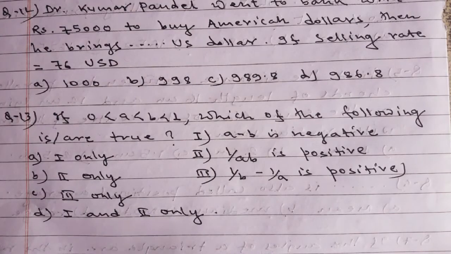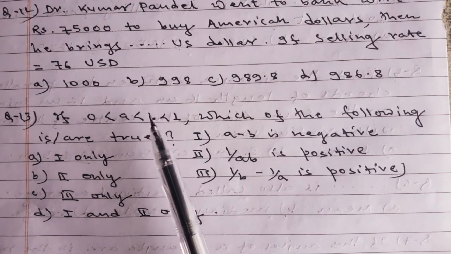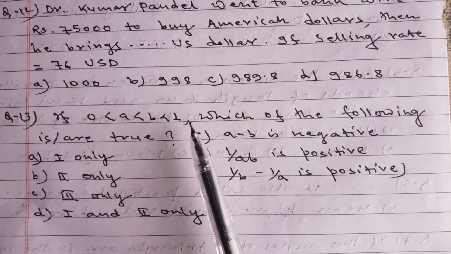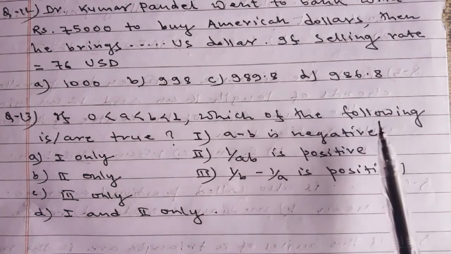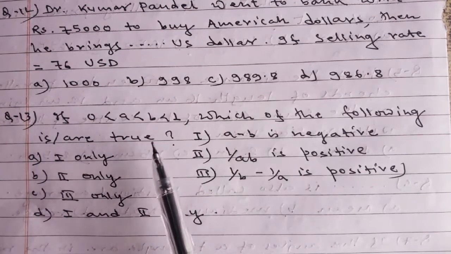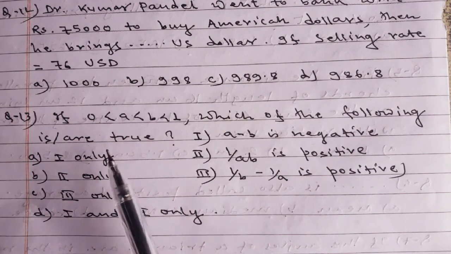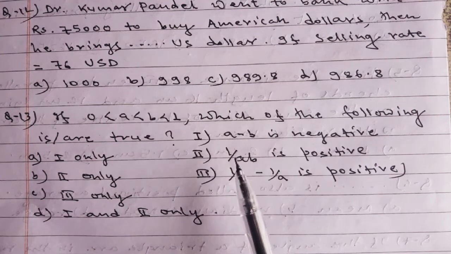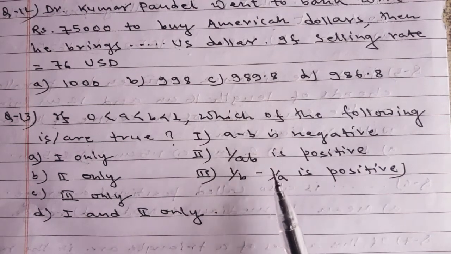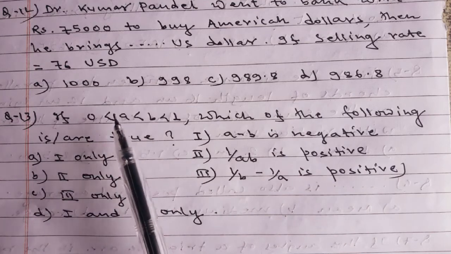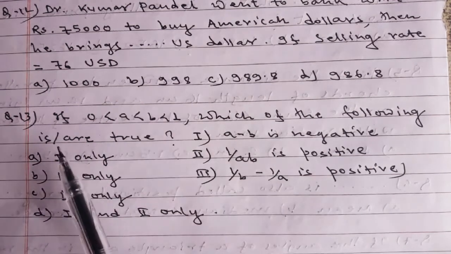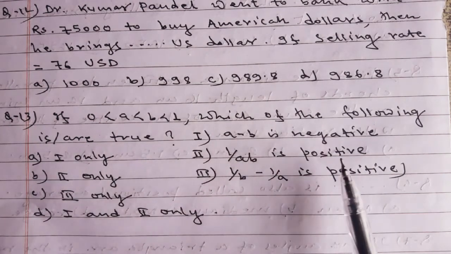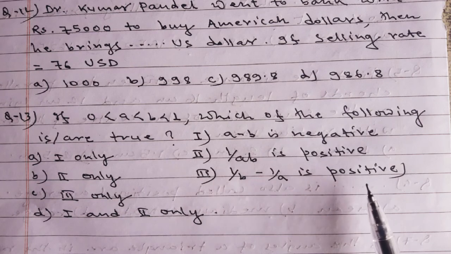Question number 13. If 0 is less than A is less than B is less than 1, which of the following are true? A minus B is negative, 1 by AB is positive, 1 by B minus 1 by A is positive. We are given 4 options, A, B, C, D, and we have to choose the right option.